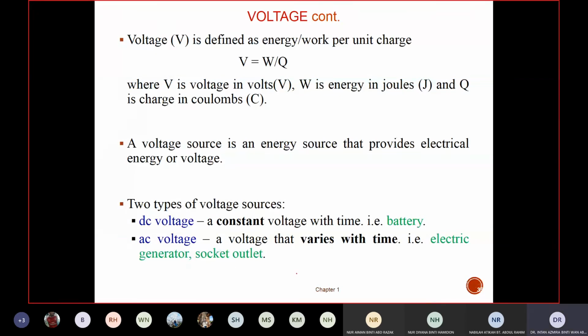Let's say we have a sine wave. This is AC. Why do we say it varies with time? Because when t is equal to 0, the voltage is equal to 0 volts. This is voltage, and this is time. When the period is half, the voltage is 0 again. So it varies with time.